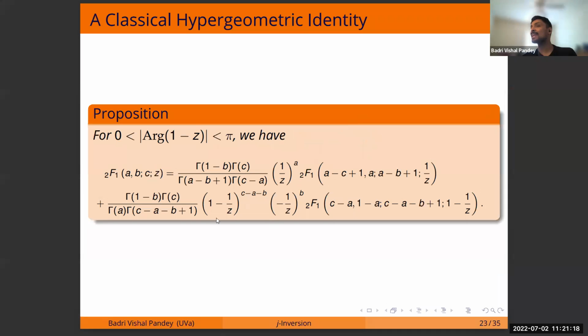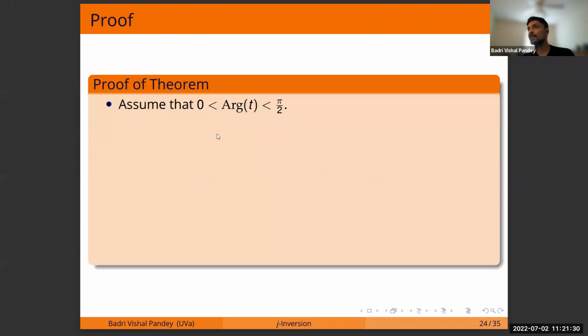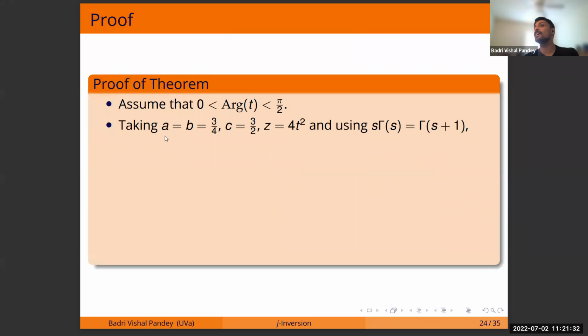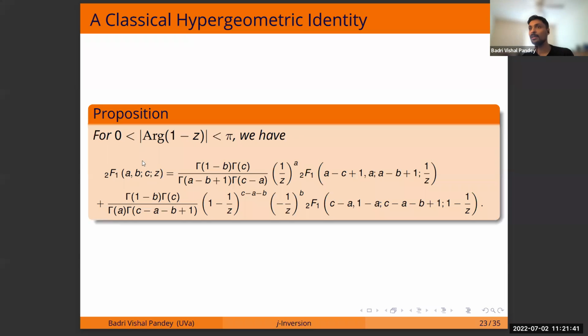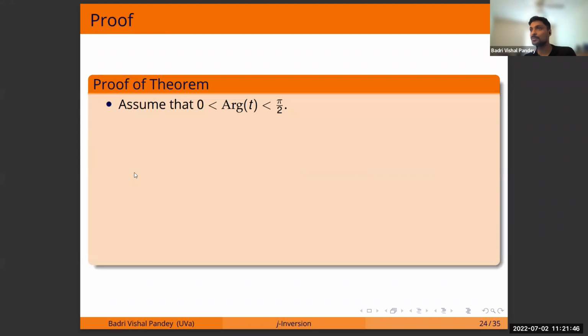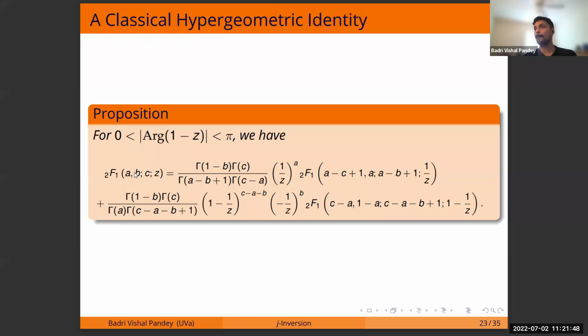And here we want to use these formulas with very specific values of a, b, and c, which are fractional values, and we have these factors, right? Because of that, we want to restrict it here. In that case, take a and b equal to 3/4 and c equal to 3/2, and z equal to 4t square. So let's go back here and see. So a is equal to 3/4. That's what we did, right? Yeah. So 3/4, 3/4, and then 3/2.